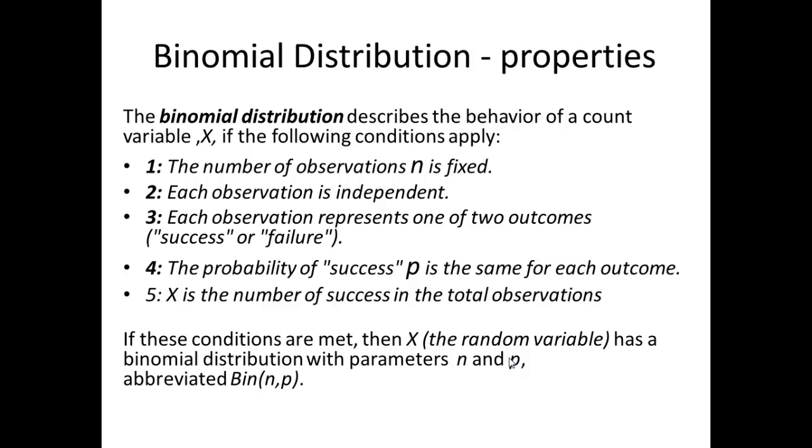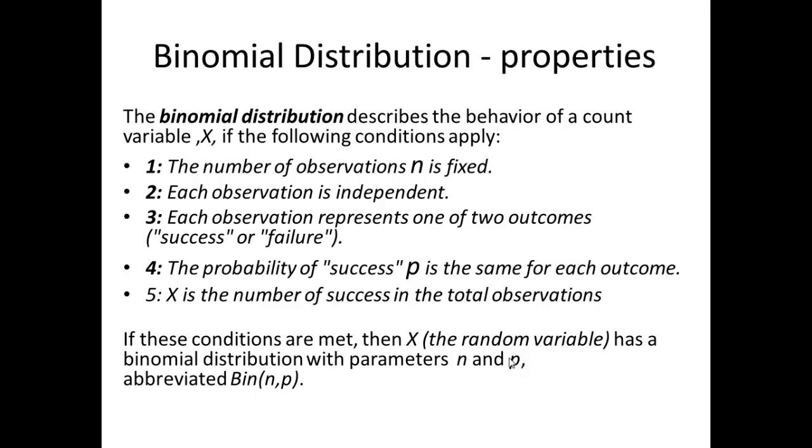And then the probability of success, p, is the same for each outcome. In other words, it doesn't matter what the last person did, you're going to do your own thing. That probability of success is fixed and independent and stays constant. And I just always add this in. Remember, X is the number of successes in your fixed number of observations, n.